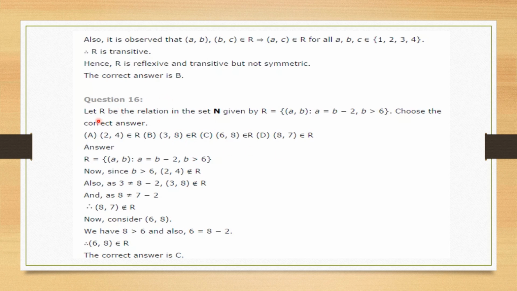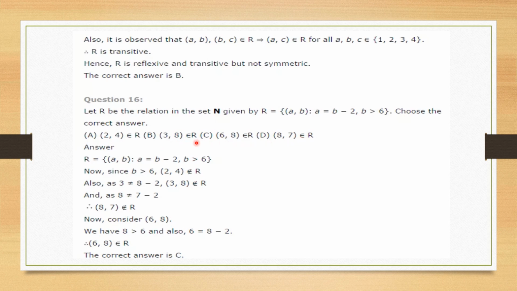Question number 16 now. R is the relation in N given by R equal to {(a, b): a = b minus 2, b greater than 6}. You have to choose the correct option out of these. Let us work out all the options which are given, to see which one satisfies all the conditions. Look at (2, 4). Now b must be greater than 6. Is 4 greater than 6? No. So it cannot be the option, so I will reject it.